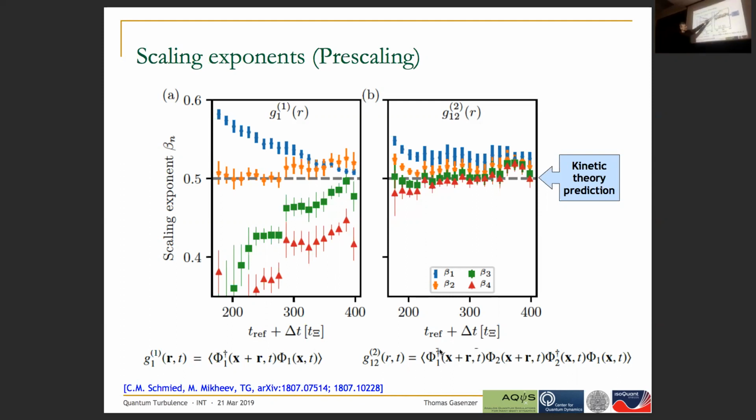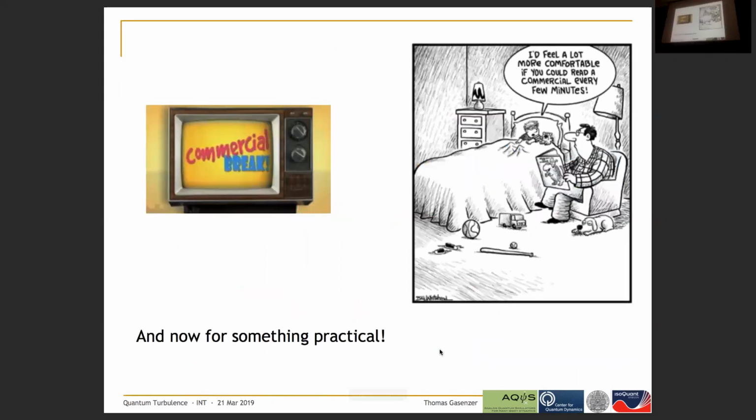The same happens for the G12, so at large times they seem to all scale roughly with the same exponent. So it looks like we are building up a better and better scaling function to large distances. This is essentially what I wanted to say about that.